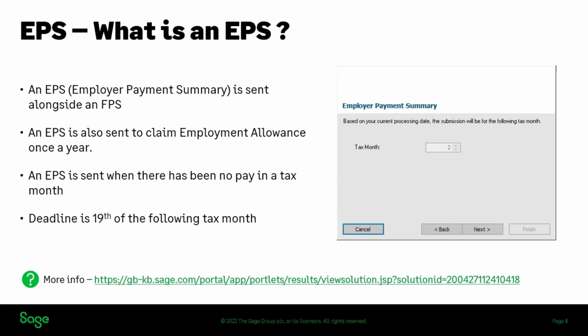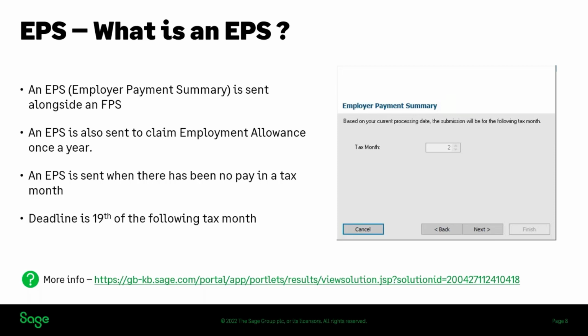Once you've submitted that and asked that you are claiming it, you'll not be able to claim again because you already have, is what I was trying to say. Apologies there. Okay, an EPS is also sent when there has been no pay in a tax month. So as I mentioned, there is one scenario where you would send an EPS instead of an FPS, and that is when you have not paid anyone in an entire tax month. So this is where you would send an EPS to state there's been no pay.